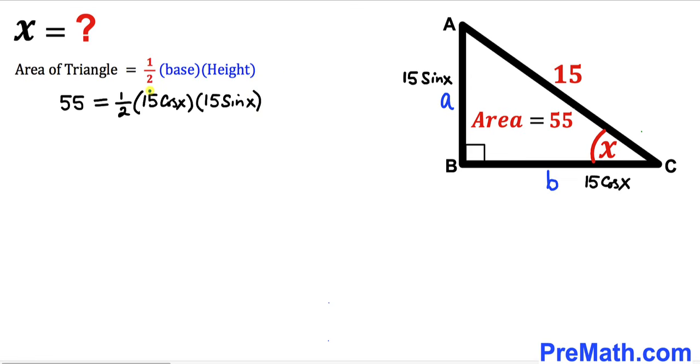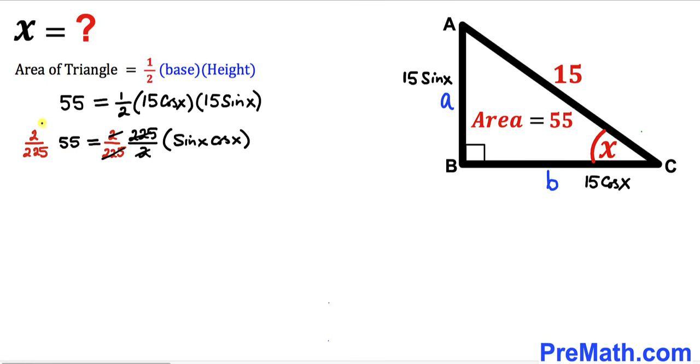Now we are going to multiply out 15 times 15, which gives us 225. So we can write this whole thing as 55 equals 225 divided by 2 times sine of x times cosine of x. Now I'm going to multiply by the reciprocal of this fraction. I'm going to multiply by 2 divided by 225, and likewise, I'm going to multiply by 2 divided by 225 on the right hand side as well. Here we can see this cancels out with this one.